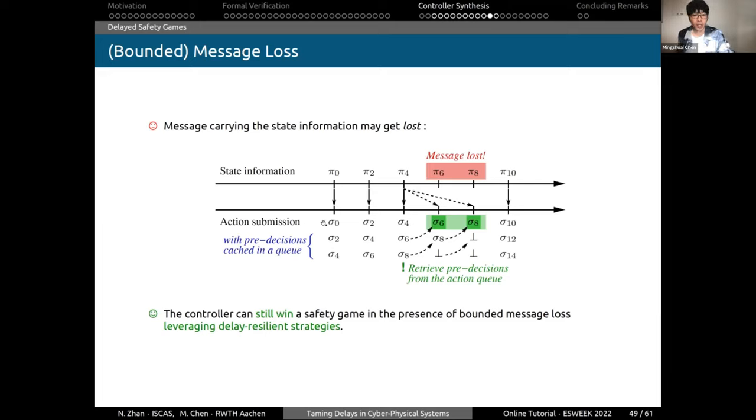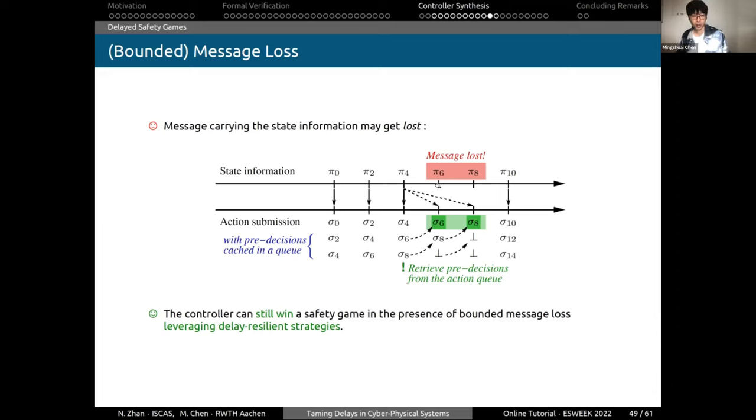So every time we compute a strategy for the controller with no delay, in the meantime, we will compute a strategy which is tolerant to two steps of delay, sigma 2 here. And also we compute a strategy that is tolerant to 4 steps of delay. And then we queue all the pre-decisions in a queue. If there's no delay, for example, at pi 2, we have immediate observation of the states, and then sigma 4 and sigma 6 are simply useless.